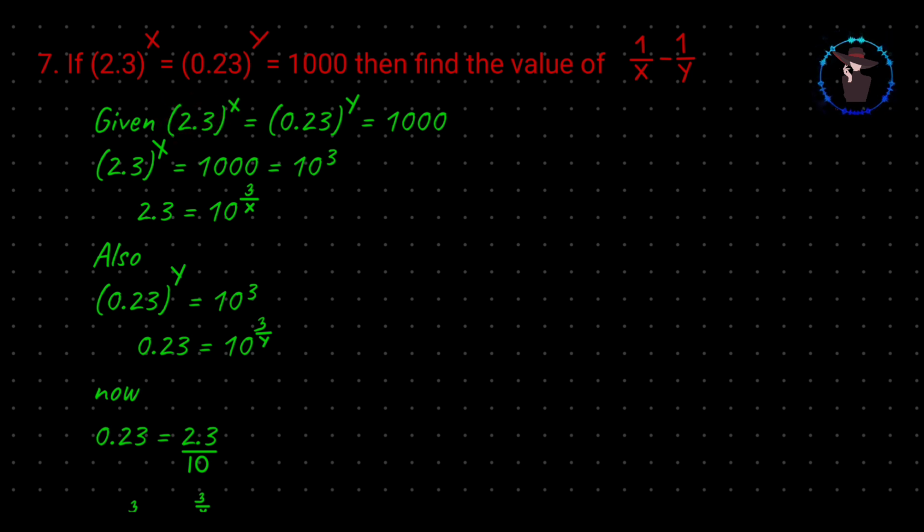Let's take this first one. 2.3 power x equals 1000. Now 1000 can be written as 10 power 3. Let's send this x here. It goes in the denominator. 2.3 is equal to 10 power 3 by x.